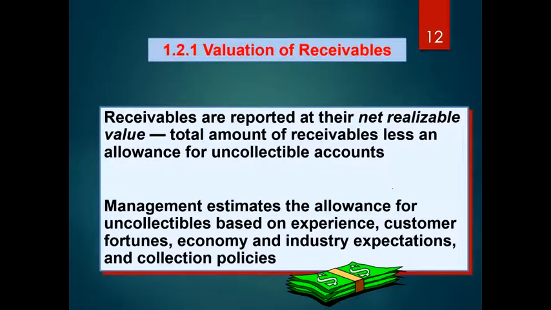So management estimates the allowance for uncollectibles based on experience, customer fortunes, economy and industry expectations, and collection policies. Ni FDD kan berdasarkan management punya judgement. So dia nak buat judgement tu, dia buat estimation tu, dia berdasarkan 1, 2, 3, 4, 5, 6 factor ni lah.